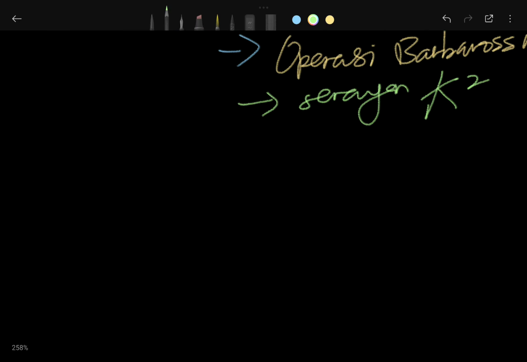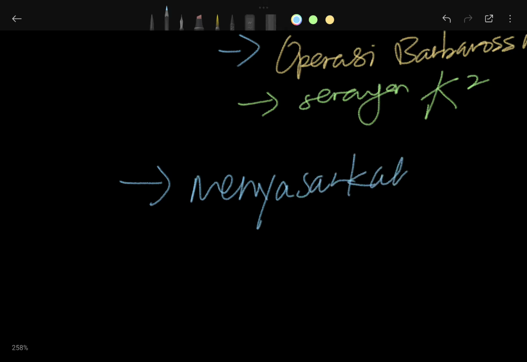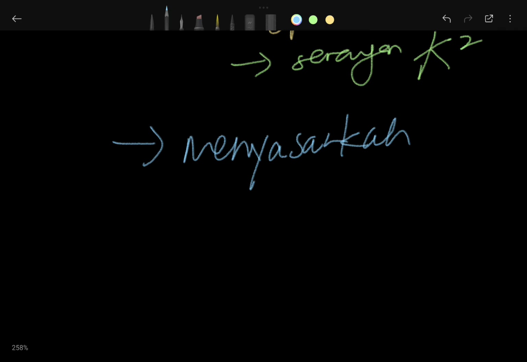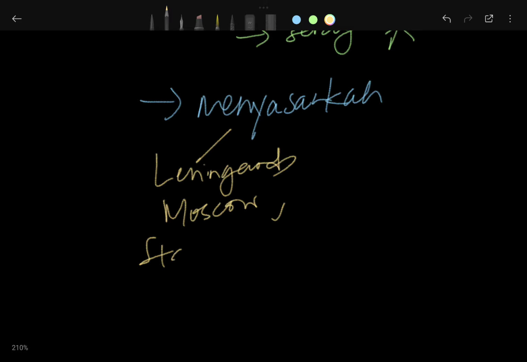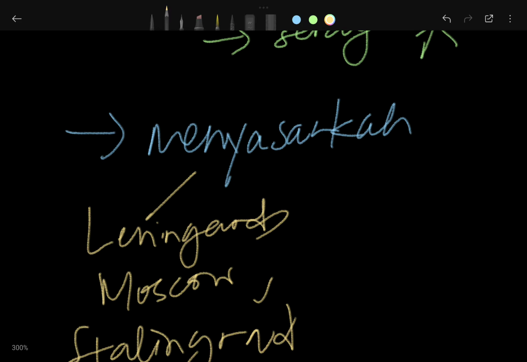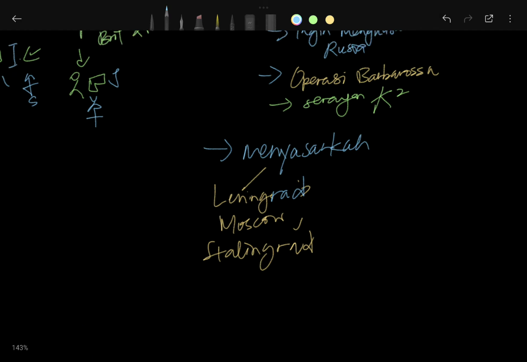Operasi ini menyasarkan, means its goal, their point, their target. Bandar utama di Rusia, which were 3 places: your Leningrad, Moscow, and Stalingrad. I've written this wrong, by the way. This is Grad. Okay? So, we come on.